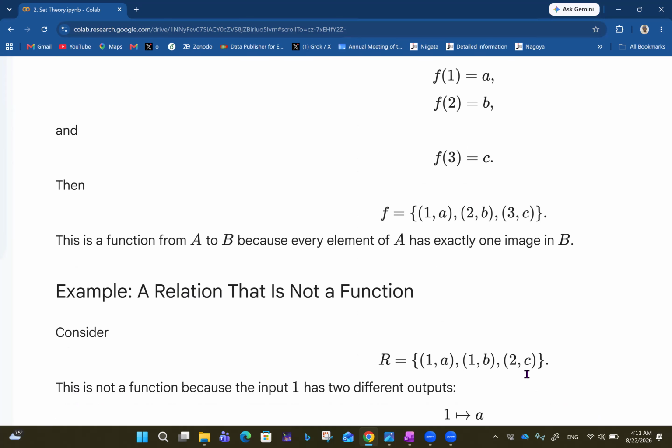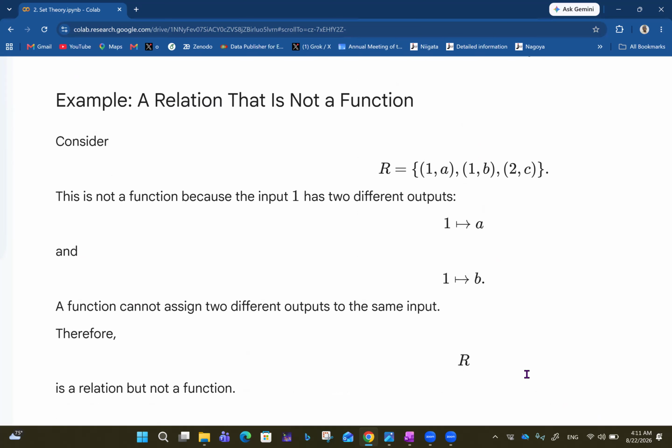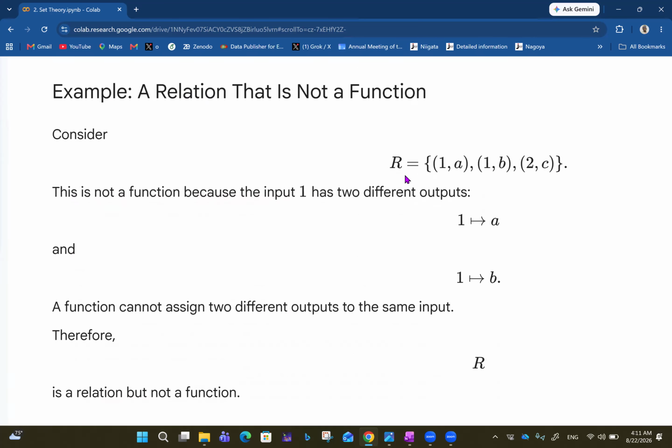Then we talk about a relation that is not a function. So we can have a relation that is not a function. So consider R, which is {(1,a), (1,b), (2,c)}. You can see 1 is mapped to a and b together. Though it's a relation, because it's clearly a subset of the Cartesian product, 1 is mapped to a and b, so that makes it not a function. It's a relation, but it's not a function. This is not a function because the input 1 has two different outputs, a and b. So a function cannot assign two different outputs to the same input.